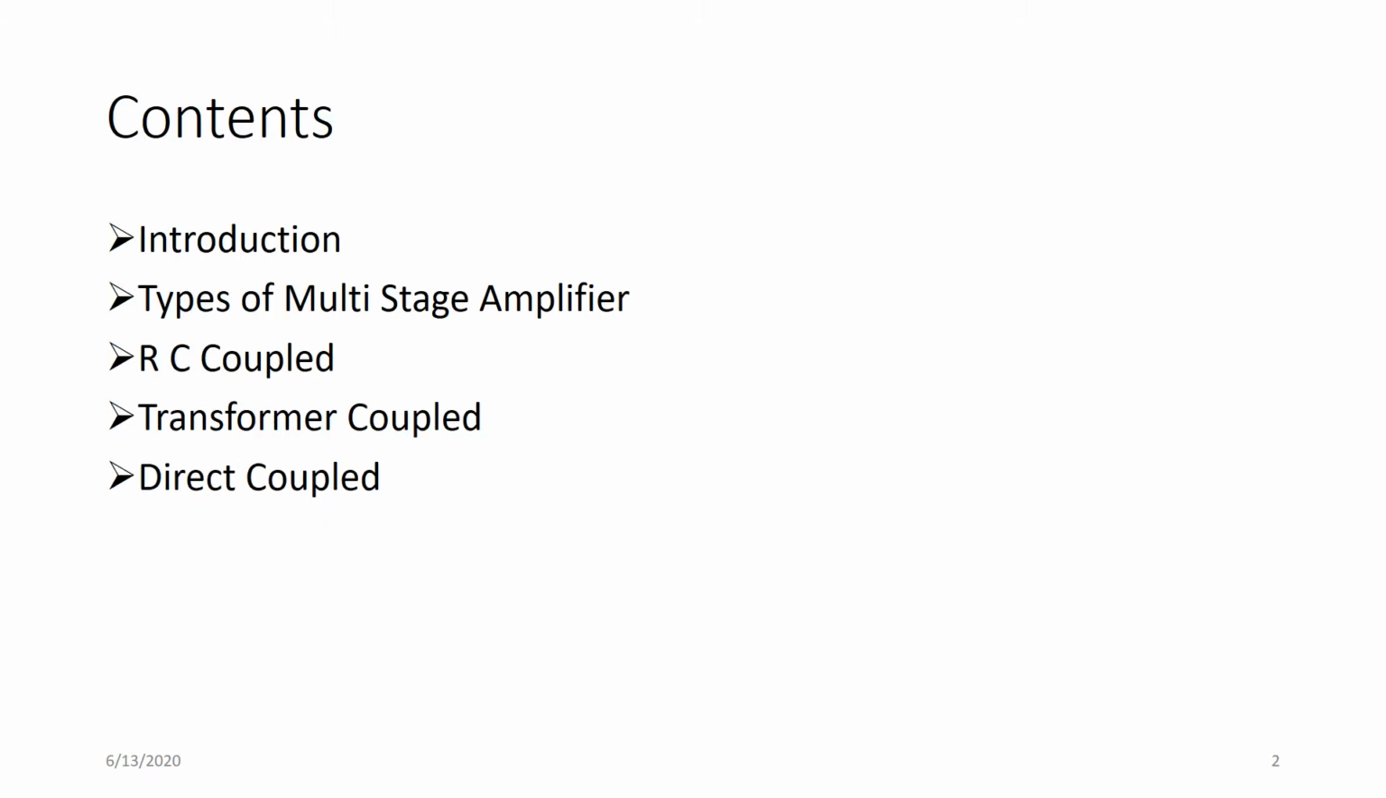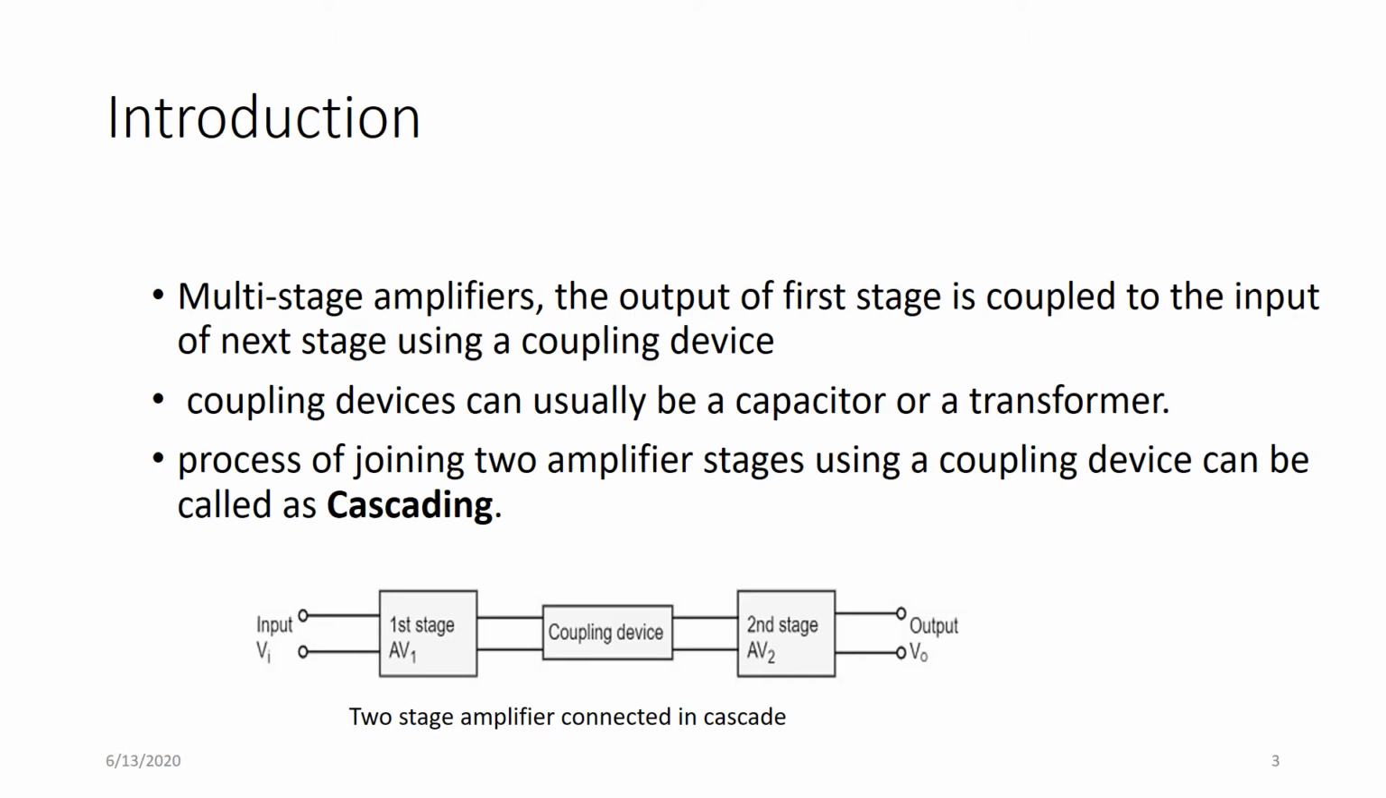This contains the introduction, types of multi-stage amplifier: RC coupled, transformer coupled and direct coupled. Construction, working and operation for each of the three above mentioned multi-stage amplifiers. So, introduction to multi-stage amplifier.